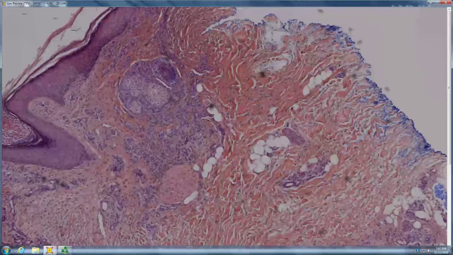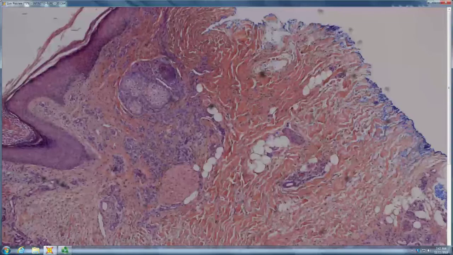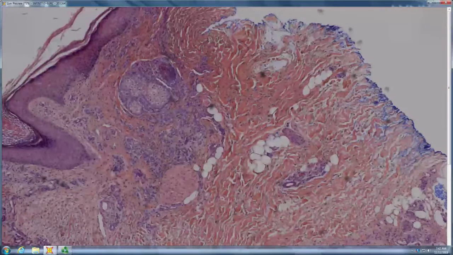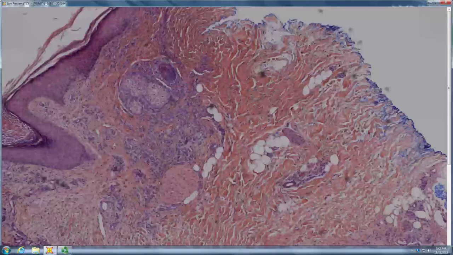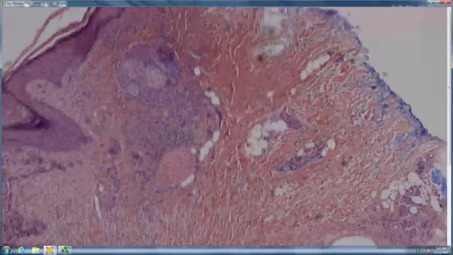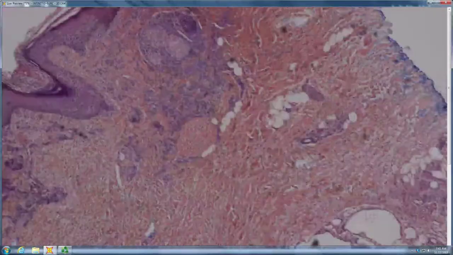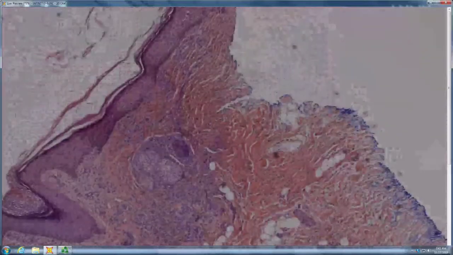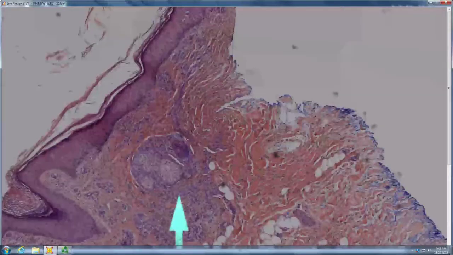His widow is heavily involved in the Sarcoidosis Foundation, raising awareness of that, because everyone thinks of lung with sarcoidosis, and the cardiac can be devastating. Okay, so first off, what do you see up in the dermis here?